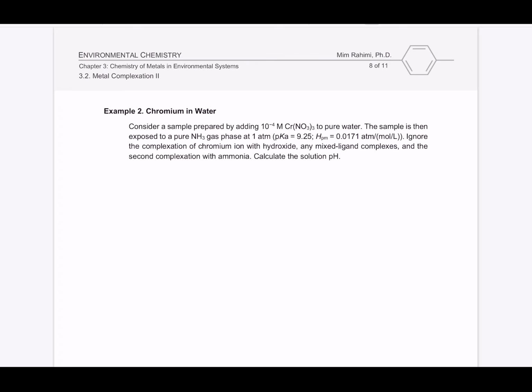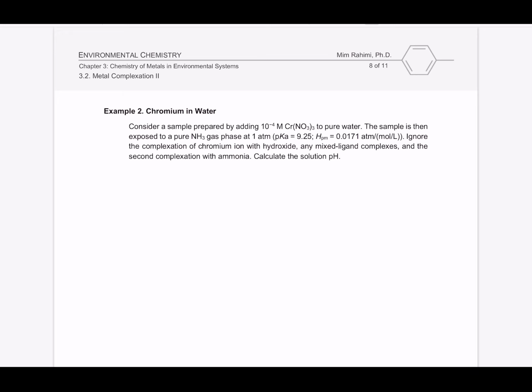What does it mean? Let's decode this sentence. This part we can use charge balance for sure. You're right. But what does this part mean? Exposed to the gas phase. You answered that in the previous question. Exactly. So it's an open system now. It represents the actual environmental system.